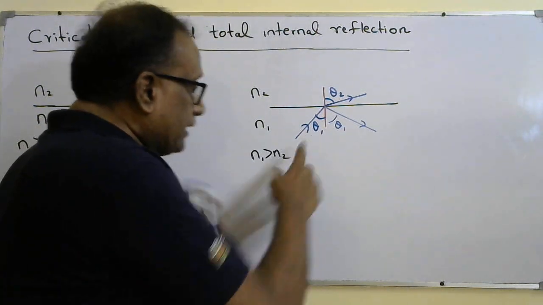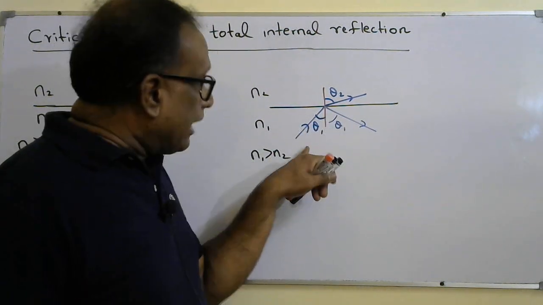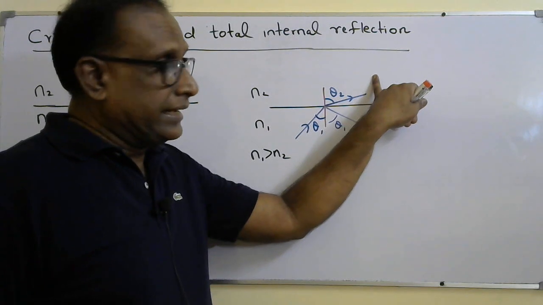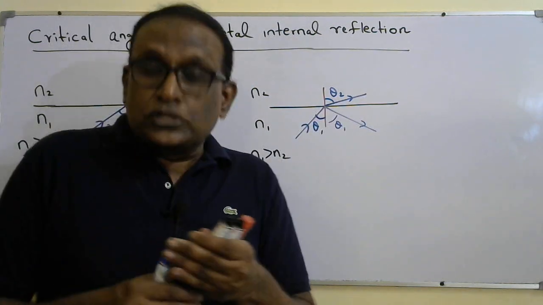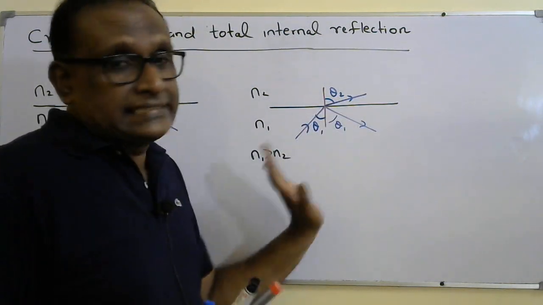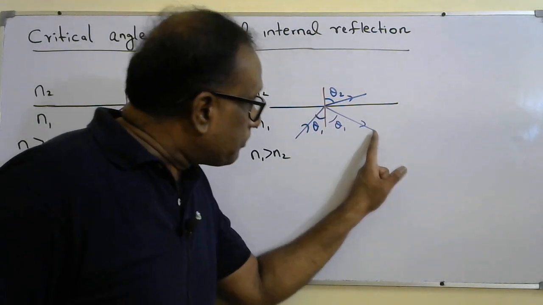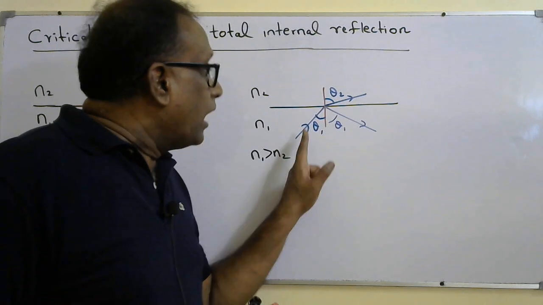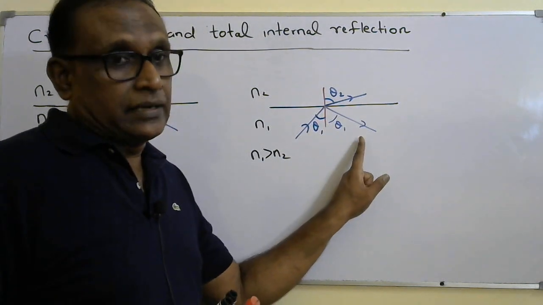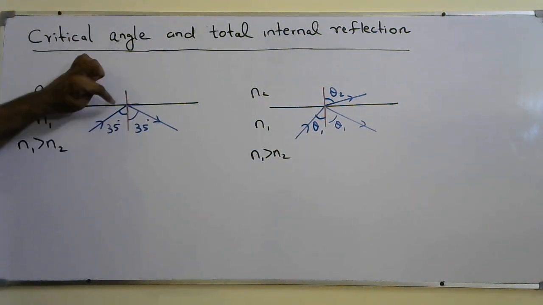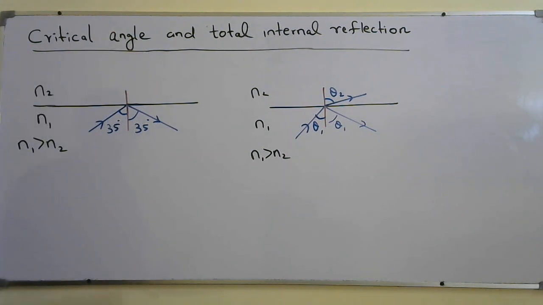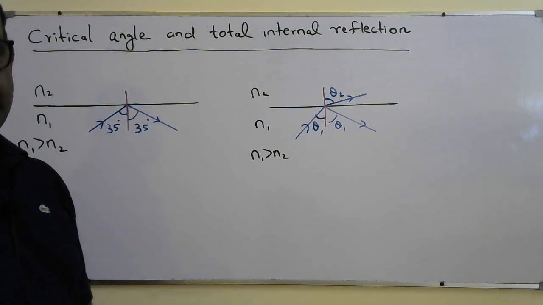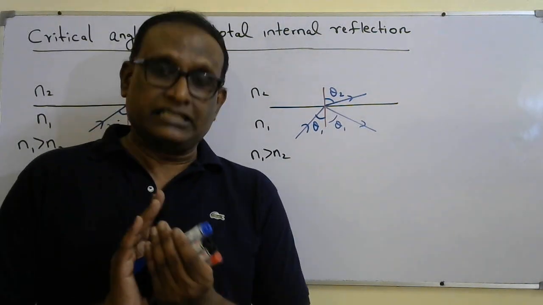So when theta 1 is less than the critical angle, there will be light emerging into the second medium, but a small portion of the incident light will have a partial reflection. During that partial reflection, it also obeys the law of reflection. But total internal reflection means no light emerges into the second medium. All the light will totally reflect back to the first medium. That is called total internal reflection.